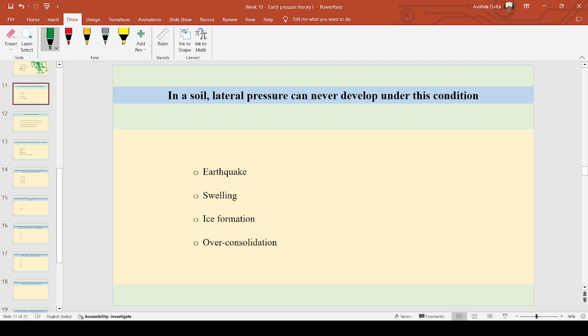But over consolidation itself means the pressure is applied from the vertical, the y-axis. So in this case, we do not consider the generation or application of lateral pressure. So lateral pressure can never develop under the condition of over consolidation.